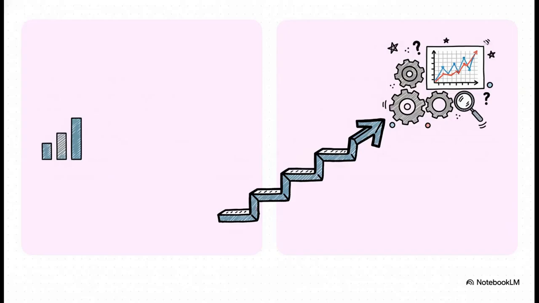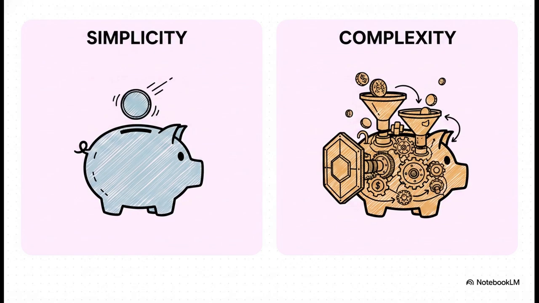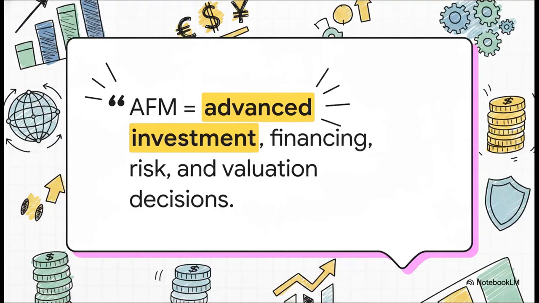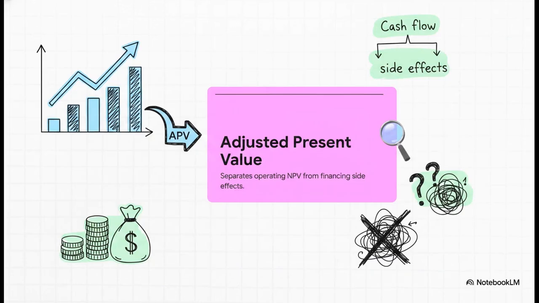It's super interesting to see how AFM really steps up the complexity from your basic financial management. While FM uses simple NPV, AFM dives deep into adjusted present value and re-gearing betas. AFM goes way beyond the basics, tackling really complex, real-world investment and financing decisions. Crucially, APV separates your base operating NPV from financing side effects, like the tax shield on debt.